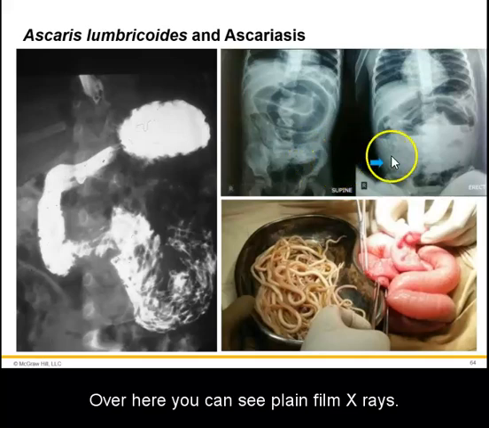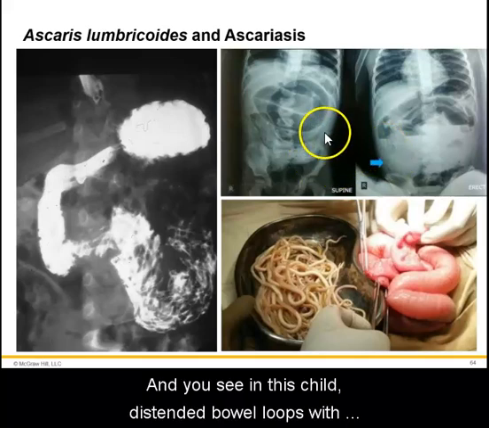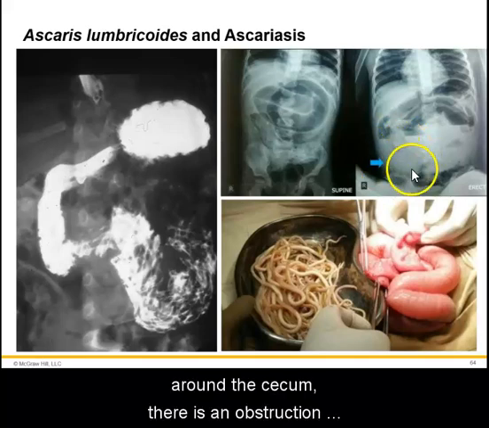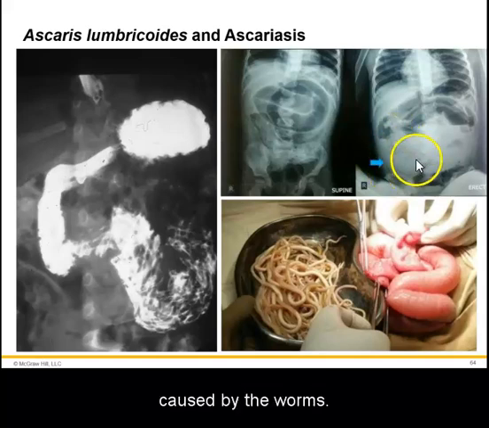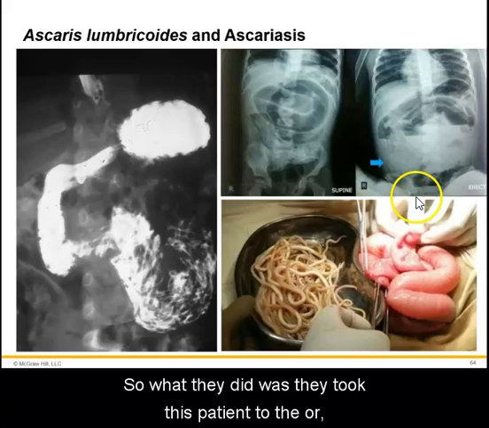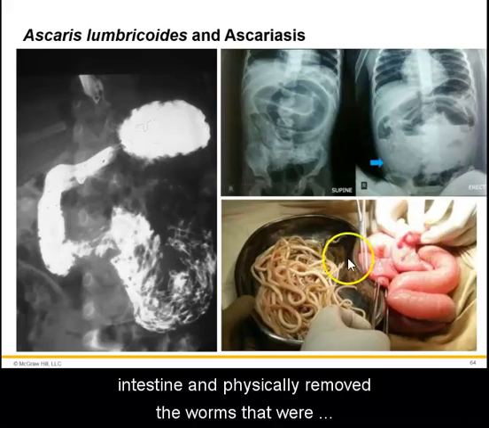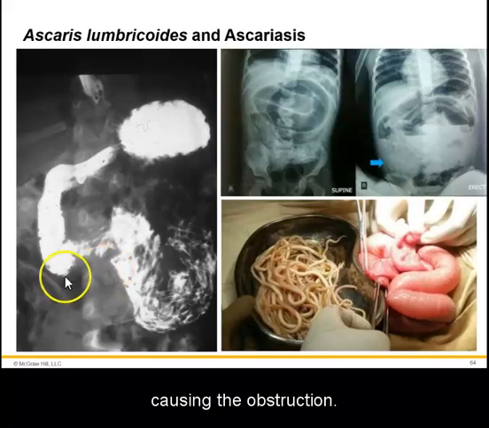Over here you can see plain film x-rays. And you see in this child distended bowel loops with air fluid levels. And what's happening is right here around the cecum, there is an obstruction caused by the worms. So what they did was they took this patient to the OR, opened them up, and then opened up their intestine and physically removed the worms that were causing the obstruction.